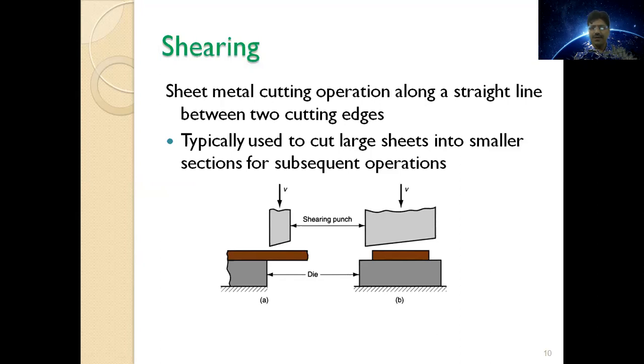This is a big machine, so we can see the punch. The punch is quite large, and this strikes down on the sheet, and this then cuts into two parts. Shearing is the operation of cutting of large sheets into small sheets.